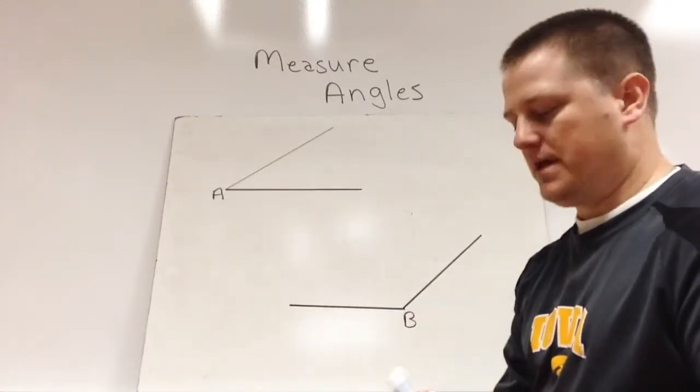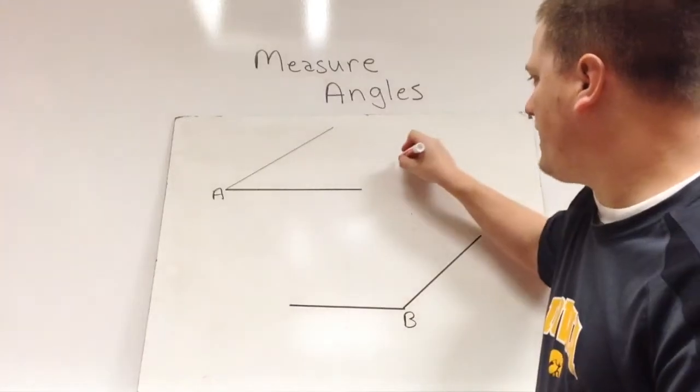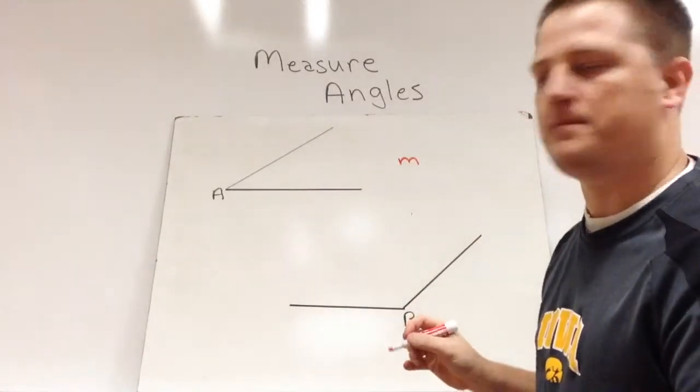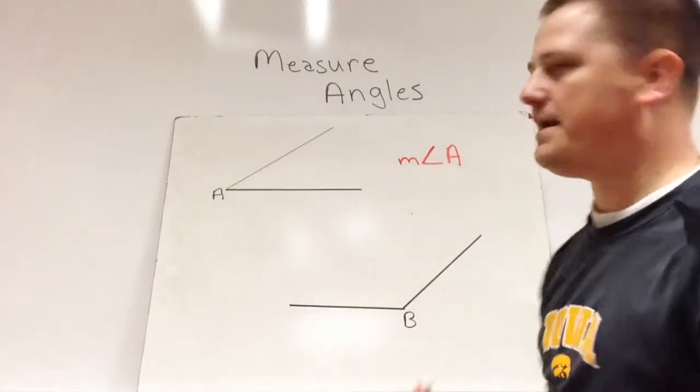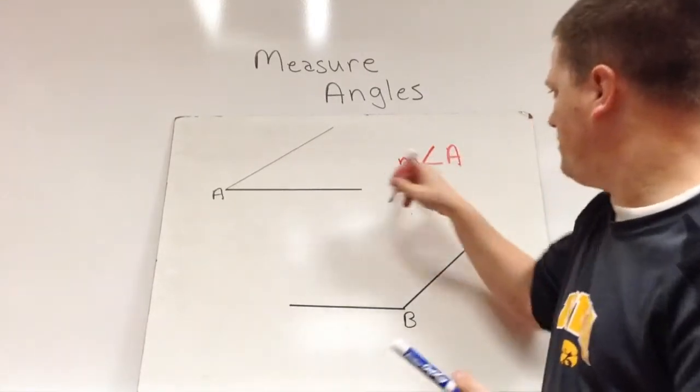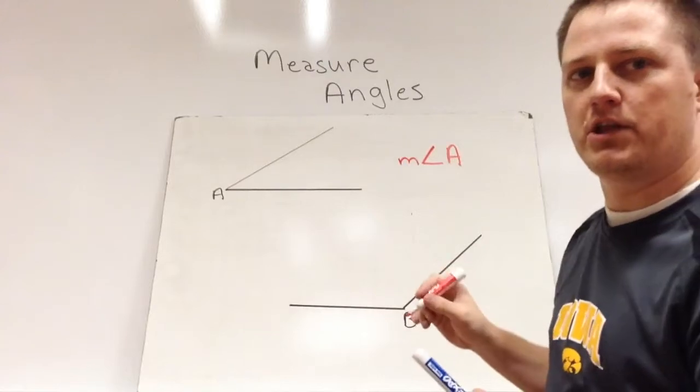When we do measurement of angles, what we do is we write a little M that stands for measurement, the angle symbol, and then the name of the angle. So the measure of angle A is what we're looking at here.